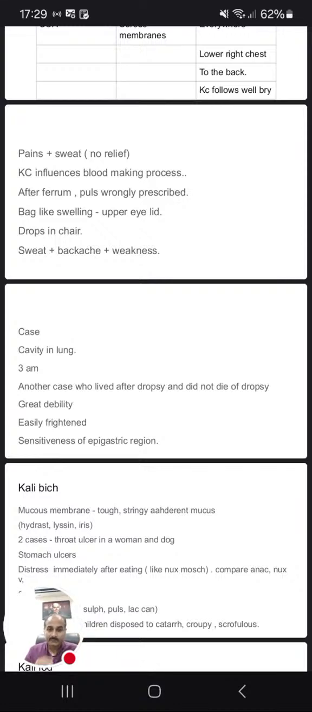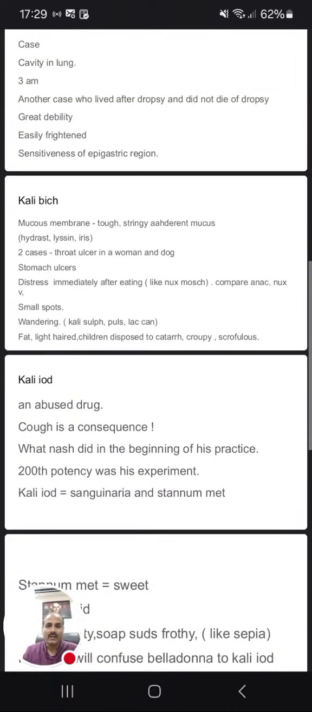And if you try to ask the patient by confirming this type of question, it is going to help you a lot. Going further, we have the next remedy, which is Kali bichromicum, and he shares that there is more or less Kali bichromicum in cases of mucous membranes, tough, stringy, adherent mucus, and he compares the remedy Kali bichromicum with hydrastis, with lycinum, and with iris versicolor. And he gives two very beautiful cases from Nash about a woman and a dog who had some different affections, and how he gave Kali bichromicum and it helped.